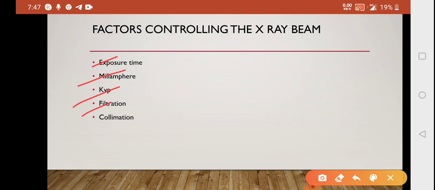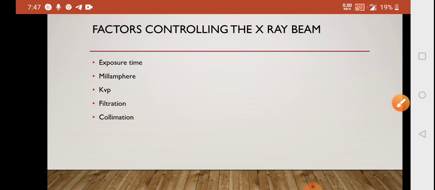And what is filtration going to do? Aluminum is used. What is collimation going to do? A metal barrier is used. What is the diameter of that? So these are the questions that can be asked.